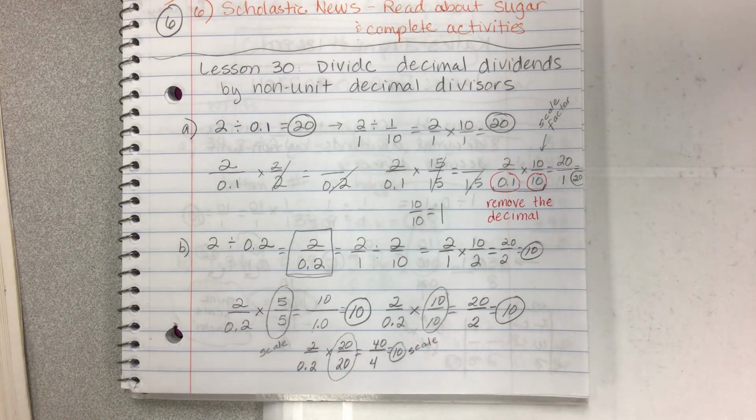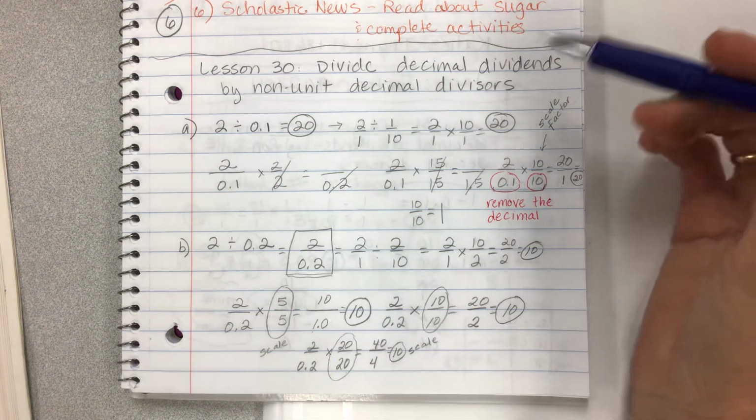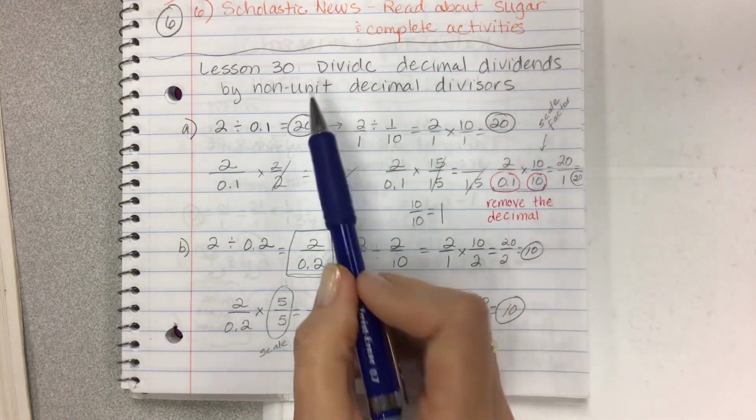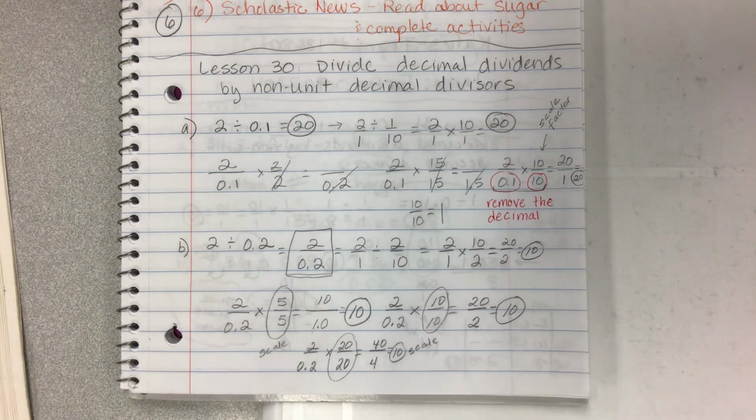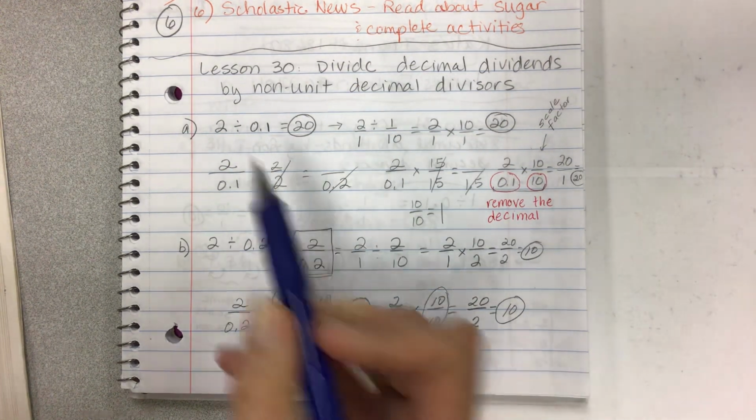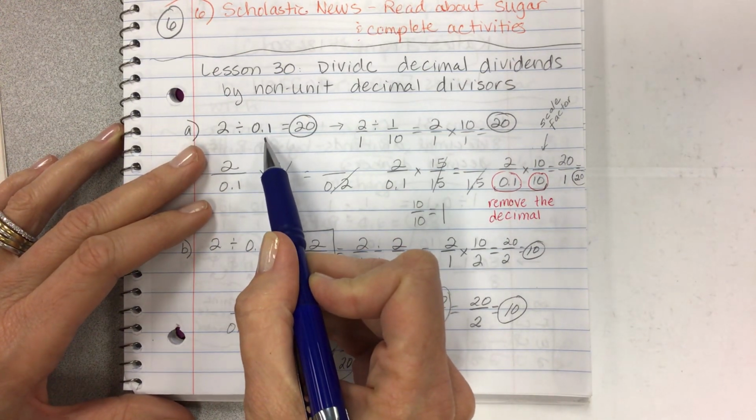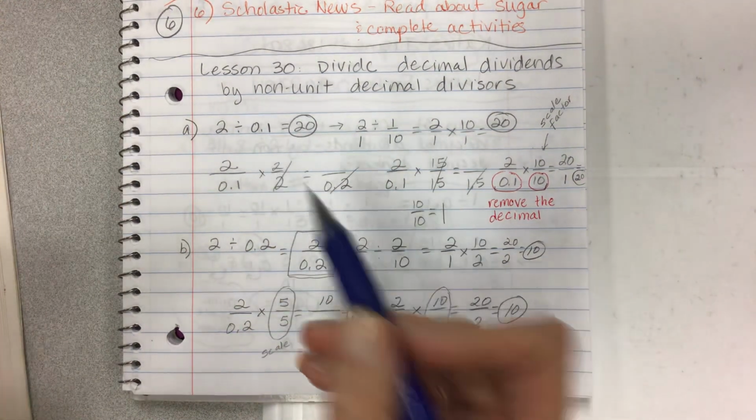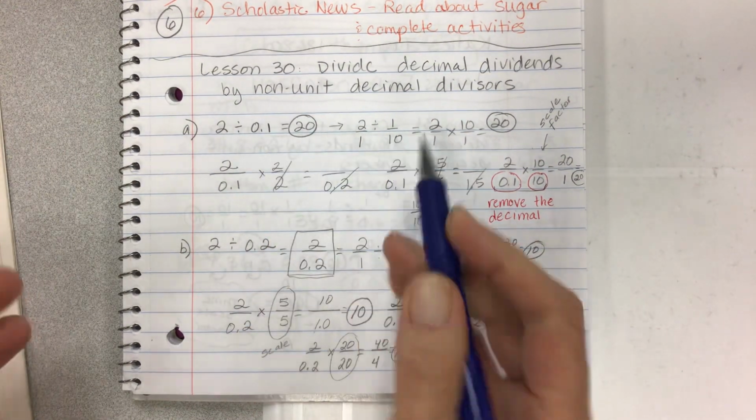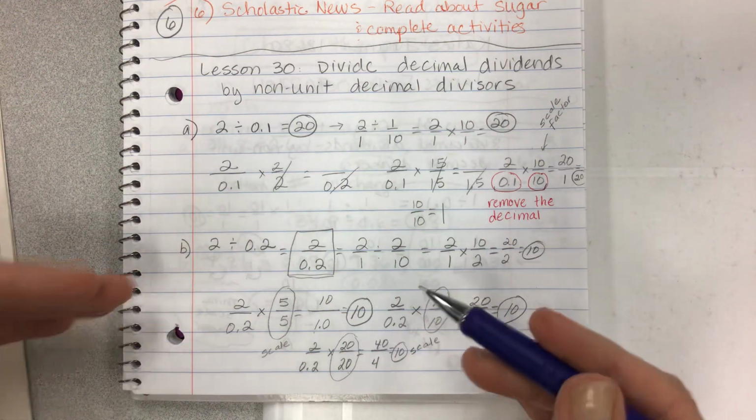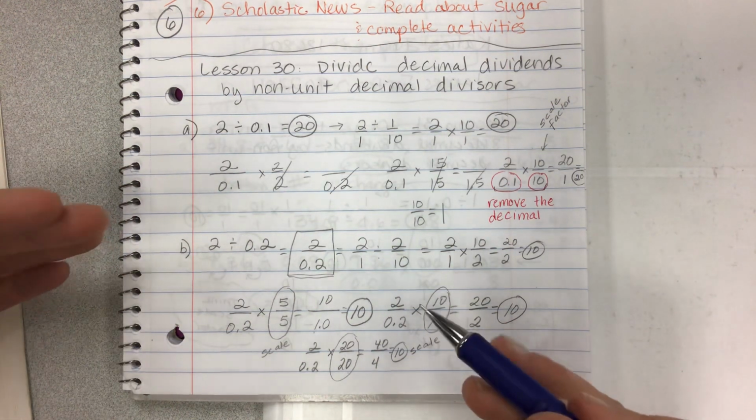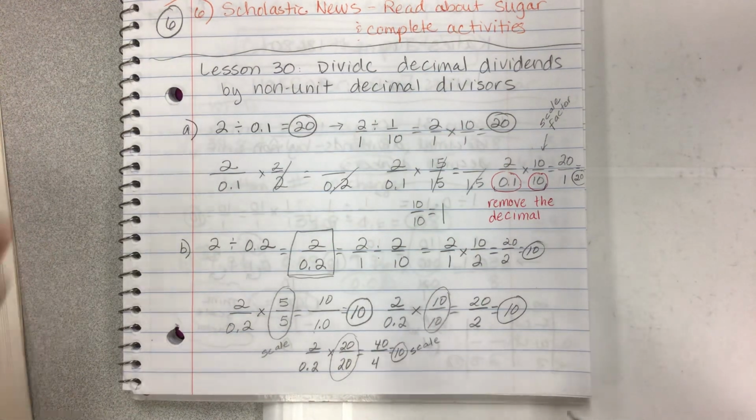Hey kids, we are going to do lesson 30 today, and this is a really important and super cool lesson with dividing decimals, and the objective is to divide decimal dividends by non-unit decimal divisors. So what does that mean? It means that I have a whole number, and I will have a decimal divisor, which we can then turn into a fraction, okay? But we're going to learn how to leave the decimal in it and what you can do with this.